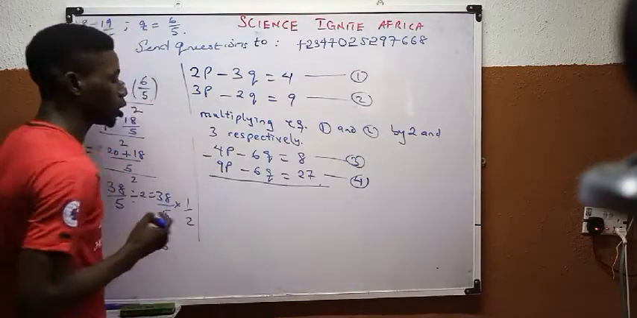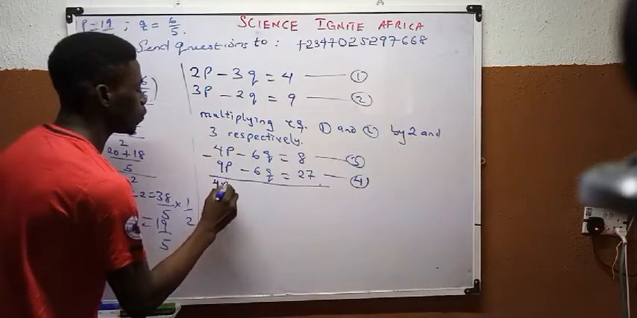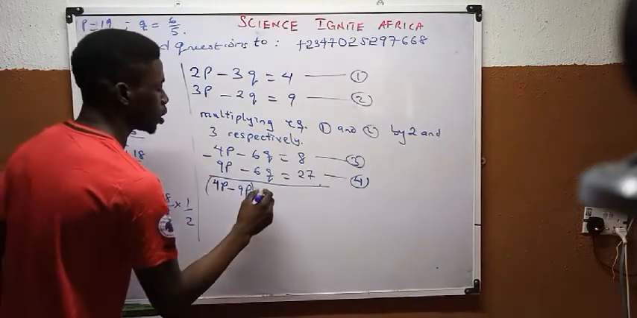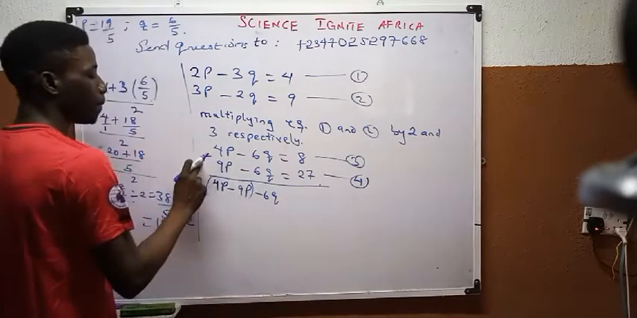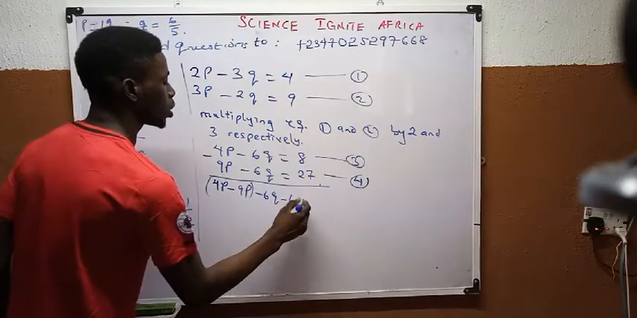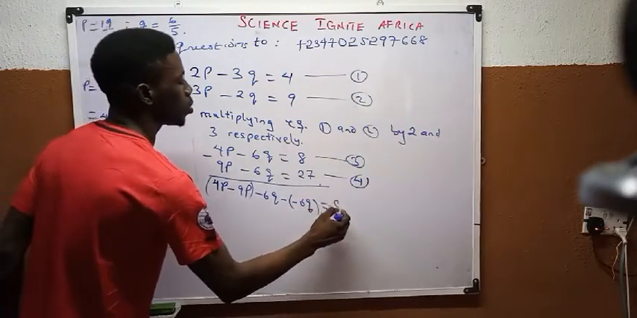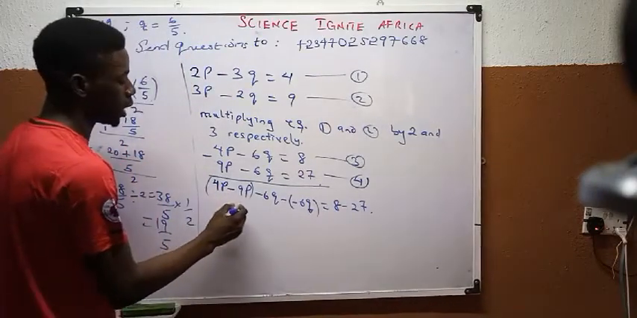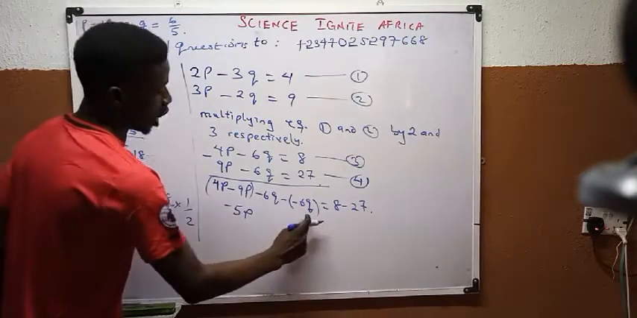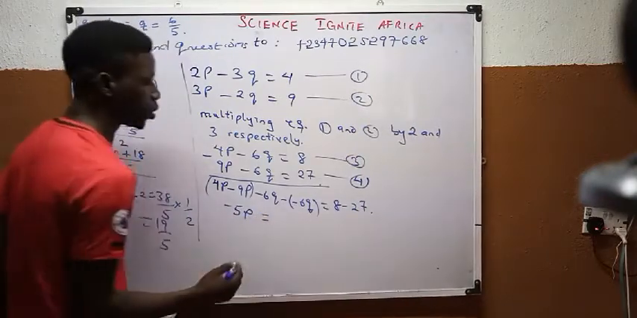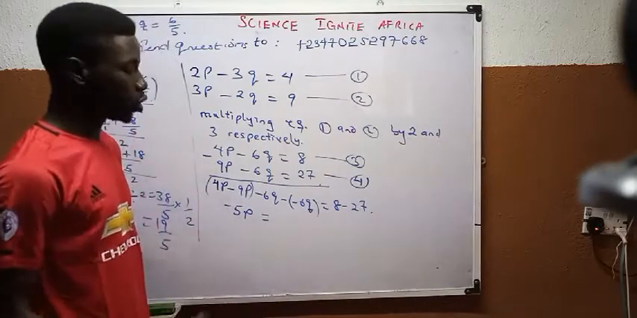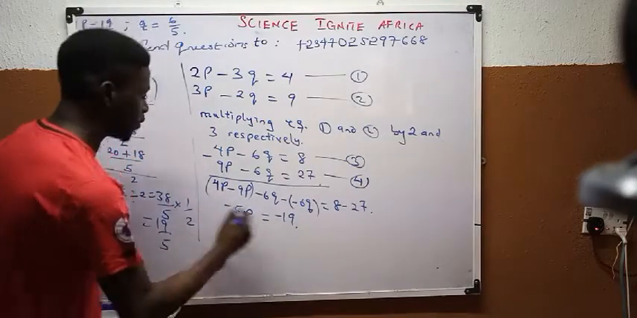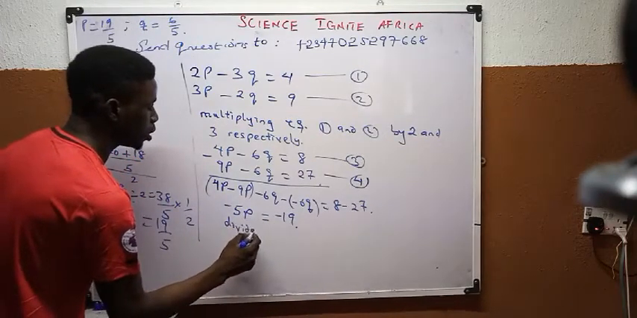So what am I doing here? I'm going to subtract. So 4p minus 9p, and minus 6q minus minus 6q, will be equal to 8 minus 27. By the time you write the result, 4p minus 9p is minus 5p. You agree with me that the q terms will become 0, and this will be equal to 8 minus 27, which should be minus 19.